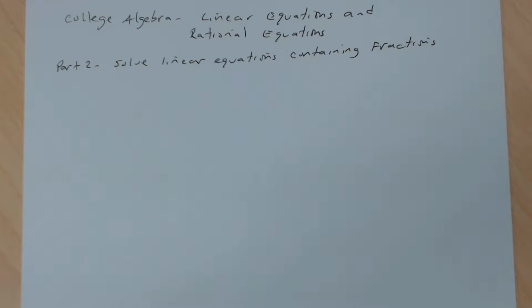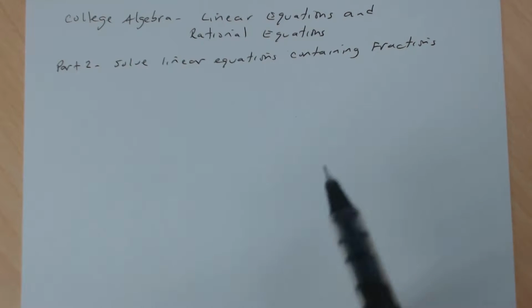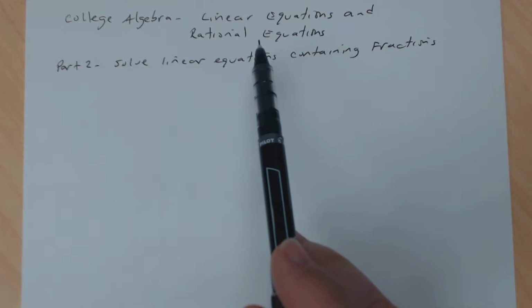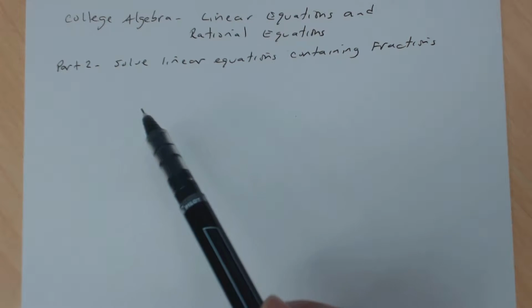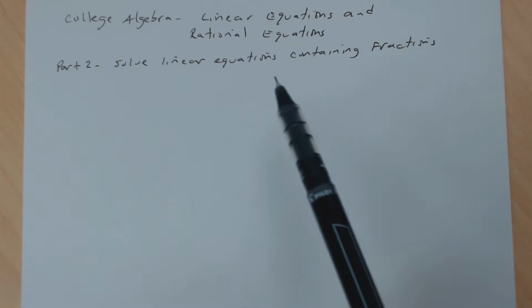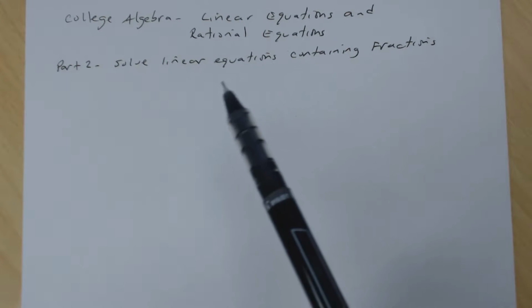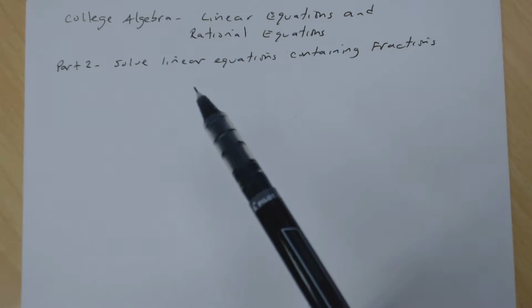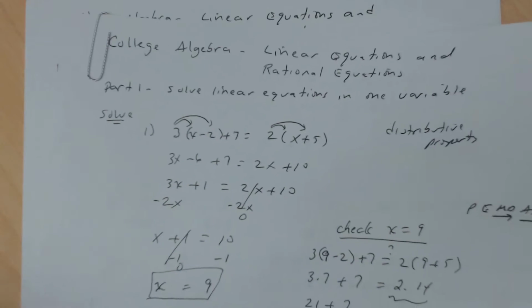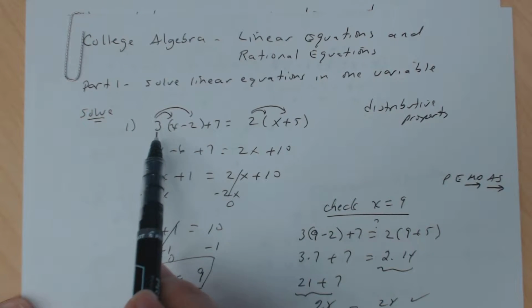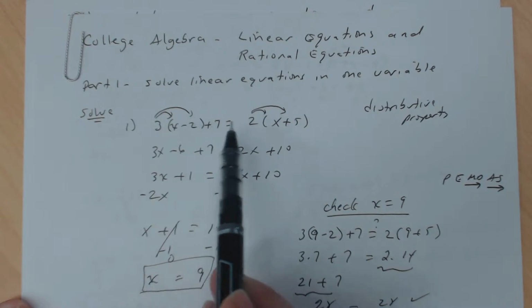Okay, so we're going to look at part two of the lesson dealing with linear equations and rational equations. In part two, we're going to solve linear equations that contain fractions. So remember, in part one, our linear equations did not contain fractions. If you notice, we didn't have any fractions in here.